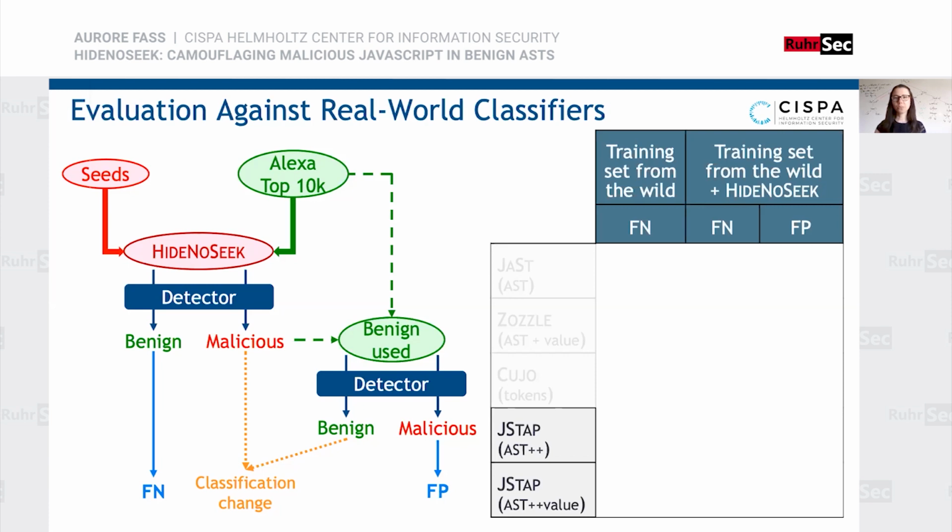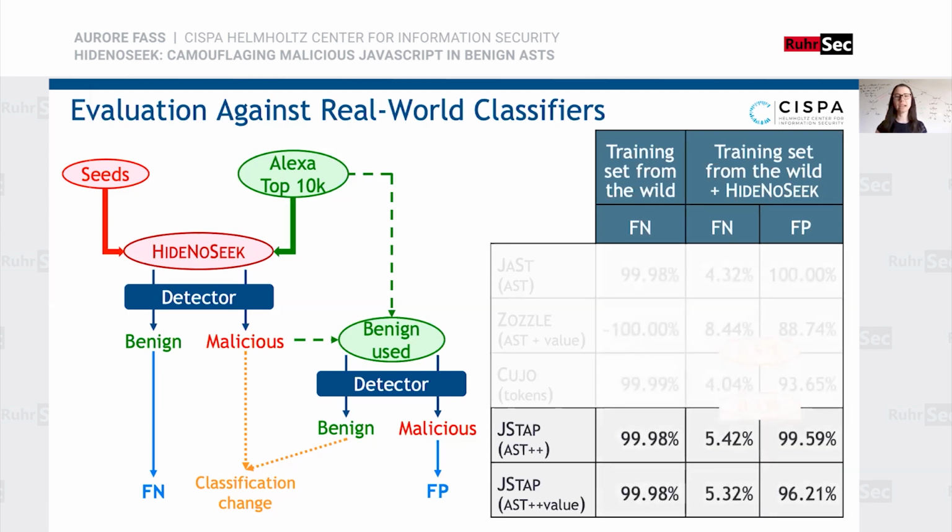With JSTAP, we perform the same experiments as before. And as before, we have a lot of false negatives when JSTAP was not trained on HideNoSeek samples. On the other hand, we have a lot of false positives when JSTAP was trained on HideNoSeek samples. We only have 0.2% classification changes between the benign and the crafted version. So definitely no way to recognize HideNoSeek samples.